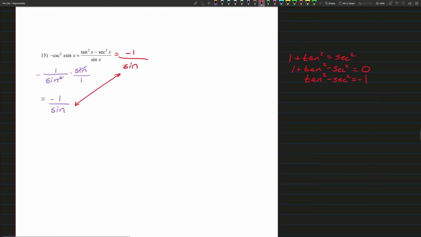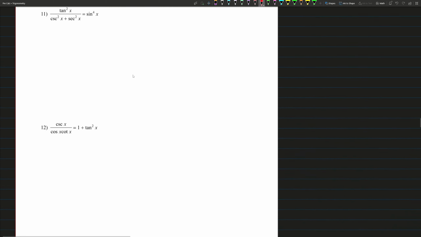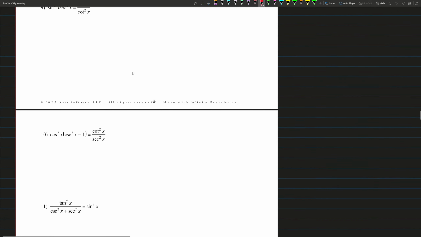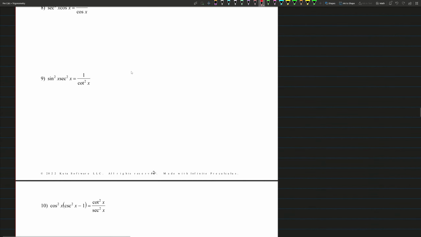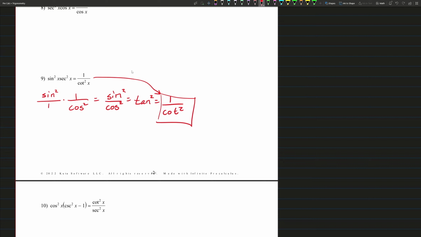Okay, I'll do 1 or 2 more. Let's do number 9. Sine squared is just sine squared. Secant squared is 1 over cosine squared. Multiplying these two things together, we get sine squared over cosine squared, which is tangent squared, which is 1 over cotangent squared. So this left-hand side is equal to that right-hand side, and then we're done.